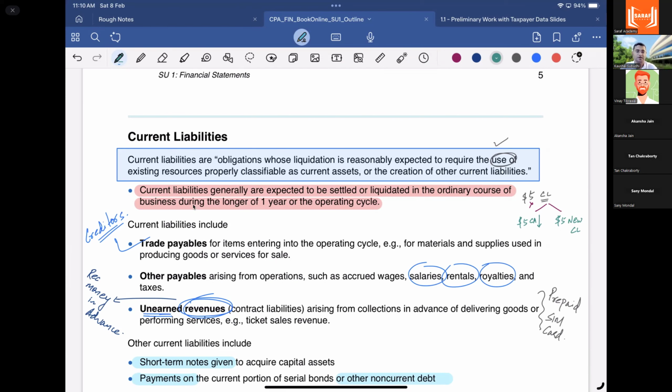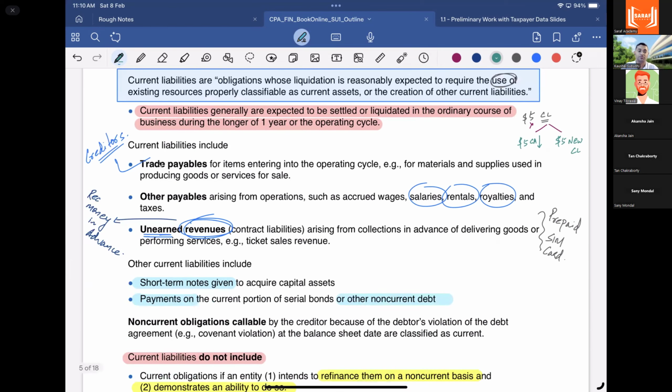Everything else is still the same. Current liabilities include the trade payables. Trade payables refer to your creditors and other payables as well. Other payables could be those people who are not outside the organization, जैसे कि ऑर्गेनाइजेशन के अंदर जैसे सैलरीज देना पड़ता है, रेंटल्स देना पड़ता है, रॉयल्टीज देना पड़ता है, एंड सो एंड सो फोर्थ, वेजेस देना पड़ता है एंड ऑल. Then again, you have your unearned revenues.